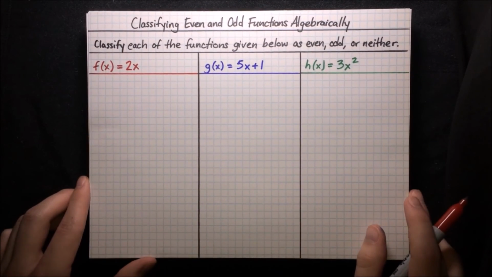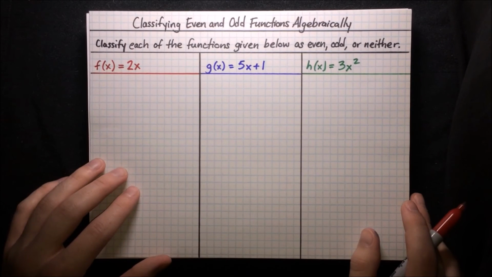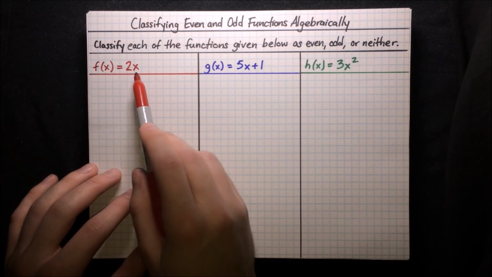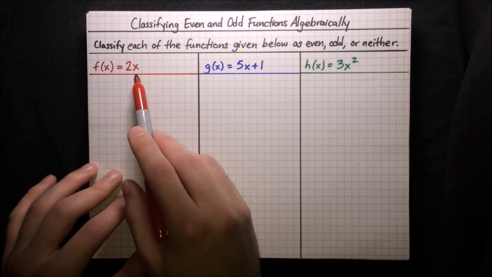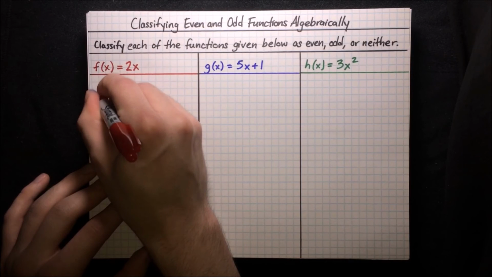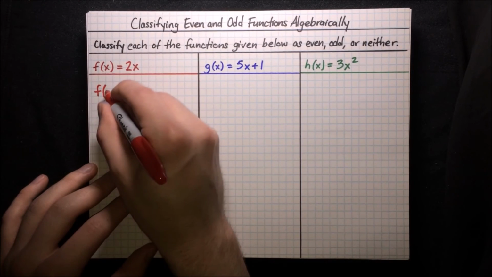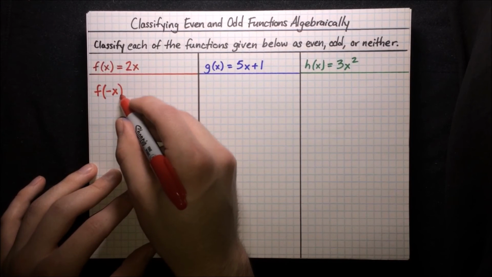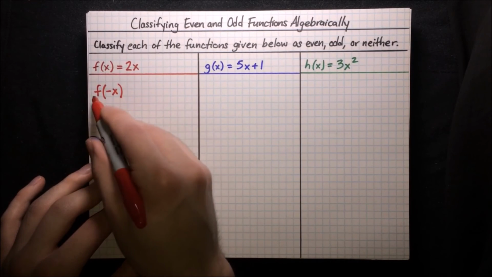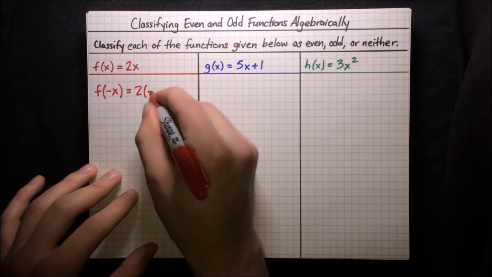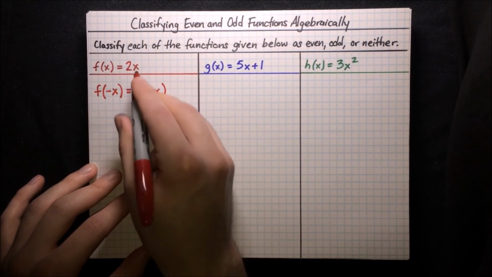Now let's classify each of the functions given below as even, odd, or neither. This time we're given functions as expressions of the inputs x. But again, the procedure is very similar. We just take negative x as the input and see how that relates to the function when given input positive x. So for this function here, f of x equals 2x, we have that f of negative x is equal to 2 times negative x. Just stick in negative x where x was.